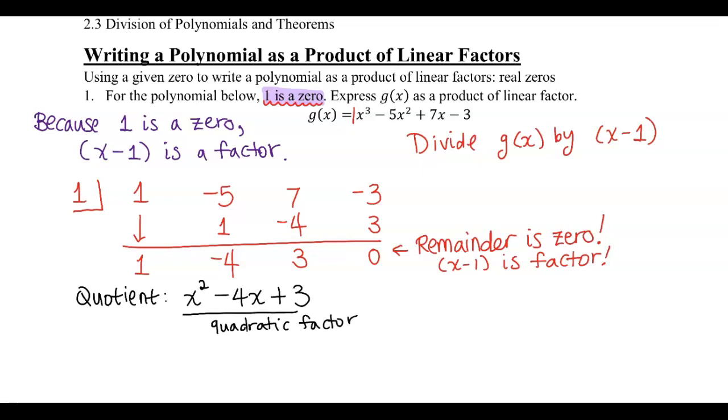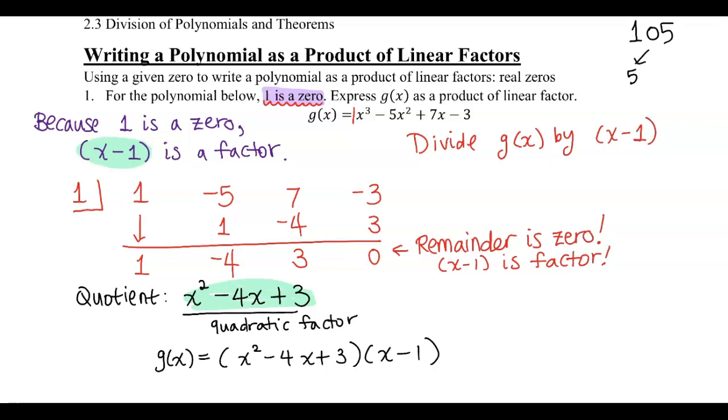Got a quadratic factor. So far, we broke down g of x as this quadratic factor times the linear factor of x minus 1. Right? Because x minus 1 is a factor, and we got that from the given information. We also have a quadratic factor. Just like how I was breaking down my special number 105 into 5 times 21, we got a prime factor and a little bigger one that can be broken down one more step. That's what's going on right now.